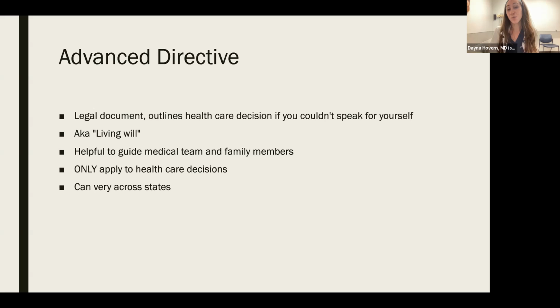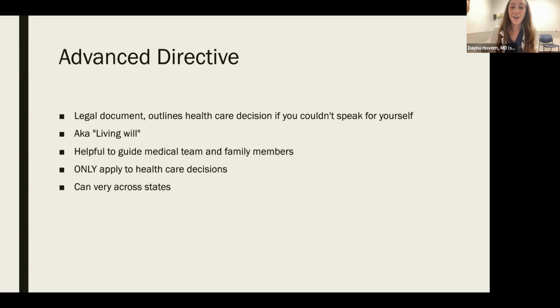Oftentimes, patients will come into the hospital really, really sick. And as doctors and nurses, we're not really able to ask them what they would want done with these more intensive treatments. And it can be really stressful for the families to try and answer those questions for the patient. But the advance directive living will is a document that has all that information already laid out, and it can really be helpful to the people taking care of you and to your family members to have that document available when you need it.